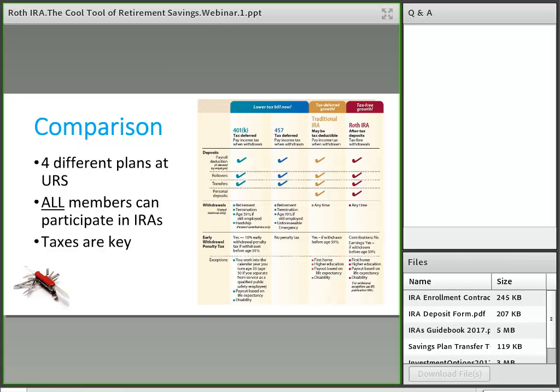So we refer to those 2 plans, right? And again, the only way to get money into those 2 plans is through payroll deduction. There's no personal deposits, but we refer to those 2 plans as tax deductible and tax deferred. So you get your tax break today. You're deferring taxes till later on in retirement when you touch it.